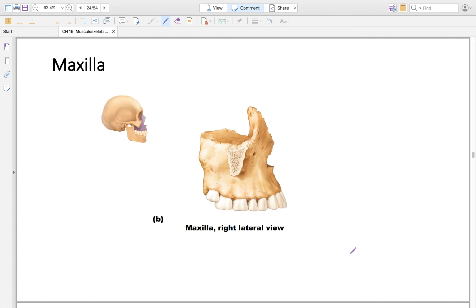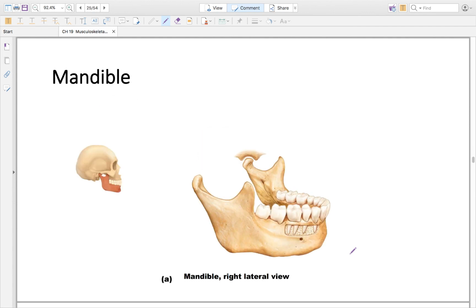If we were to detach the maxilla, it technically has a right and left side, and the mandible is one piece, the jaw, the lower jaw.